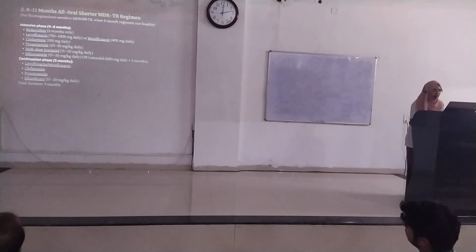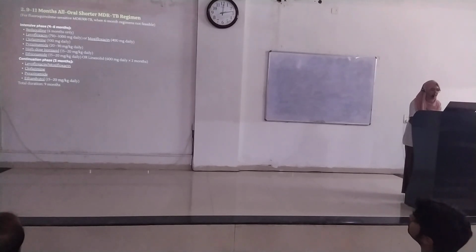Number 2, the 9 to 11 month or longer shorter ATT regimen. It consists of 2 phases: the intensive phase, which lasts for 4 to 6 months, and the continuation phase, lasting for 5 months. Drugs in the intensive phase are bedaquiline, levofloxacin or moxifloxacin, clofazimine, pyrazinamide, high-dose isoniazid, and ethambutol. Drugs in the continuation phase are levofloxacin, moxifloxacin, clofazimine, pyrazinamide, and ethambutol.